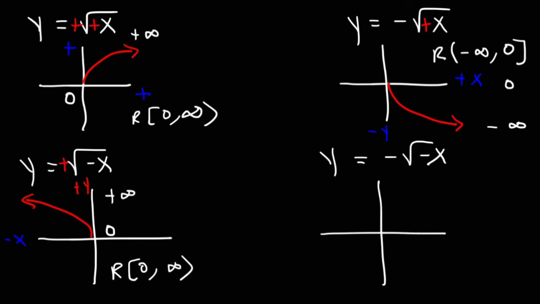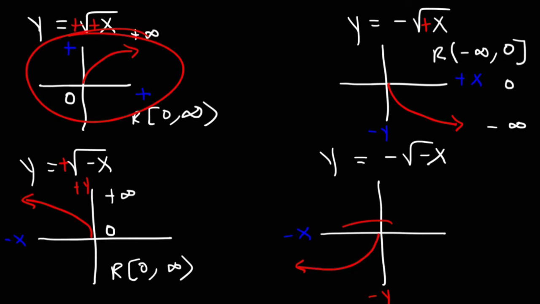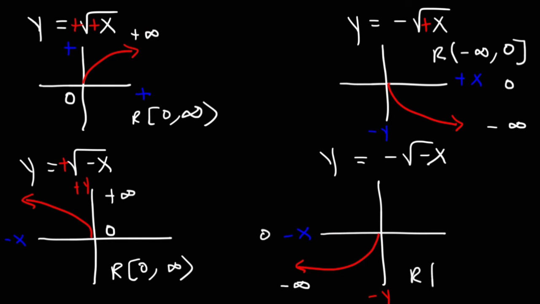Now for the last one, there's a negative sign in front of x, so this is going to go to the negative x-axis, and we have a negative sign outside of the radical, so it's going to go towards the negative y-axis. So it's going to look like this. So relative to the original one, it reflects over the origin. So the lowest y value is -infinity, the highest is 0. So the range is going to be from -infinity to 0. So if you know how to graph the function, you can easily determine the range.